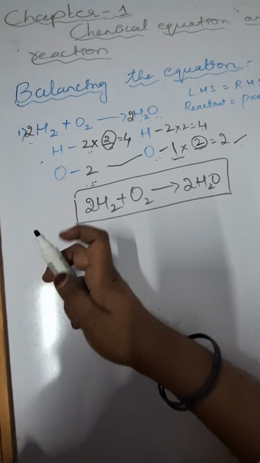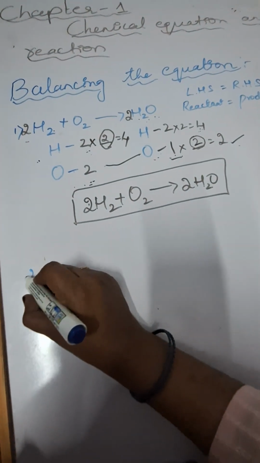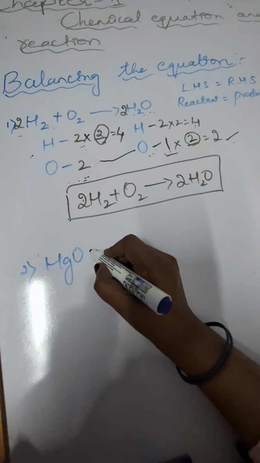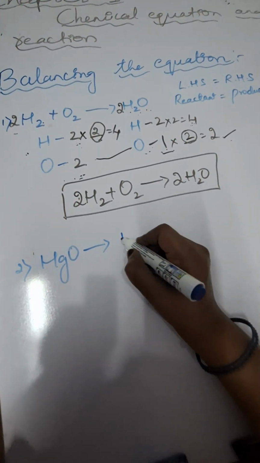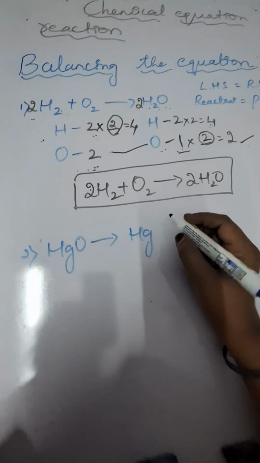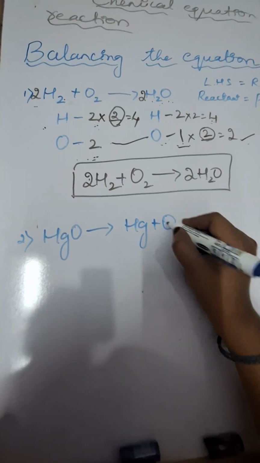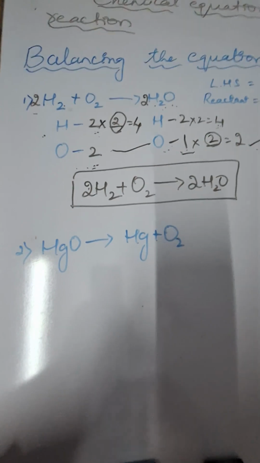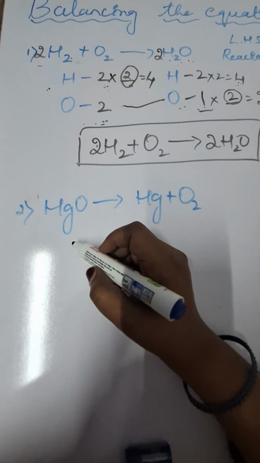Now next we have HgO, which gives you Hg plus O2. As the first step, write down the elements.